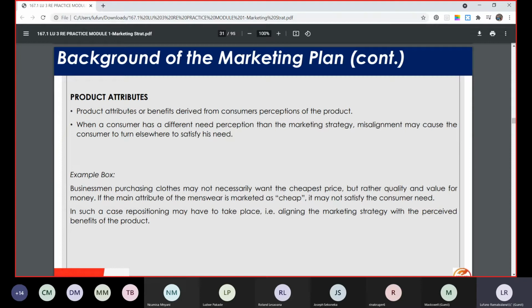So it's important, for example, businessmen purchasing clothes may not necessarily want the cheapest price, but rather quality and value for money. If the main attribute of the menswear is marketed as cheap, it may not satisfy the consumer's need. In such a case, repositioning may have to take place, or aligning the market strategy with the perceived benefits of the product.